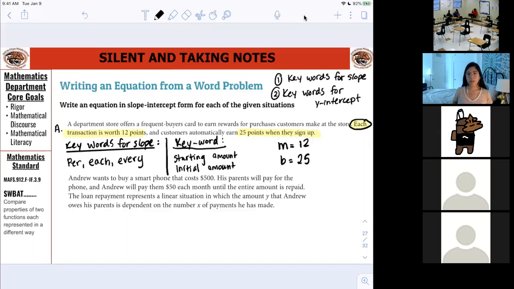All right, so now I have my slope. I have my y-intercept. I can write my function or my equation. And in this case, I could write y equals 12x plus 25. And that's it.